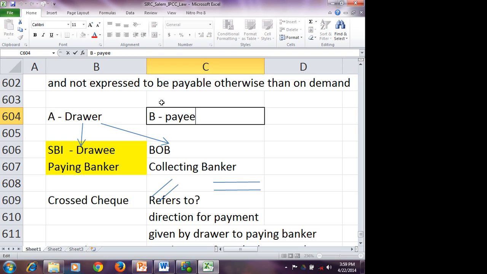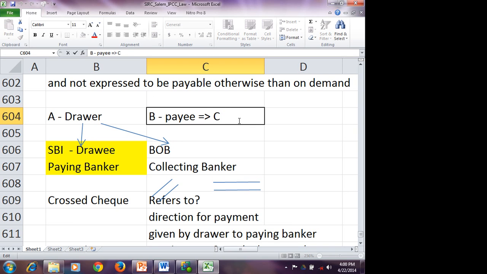Supposing, let's assume B will be the holder of the instrument. A issues a check to B, B will be the holder. The payee is the holder of the instrument. B endorses the instrument to C. If B has a good title, C also gets a good title.